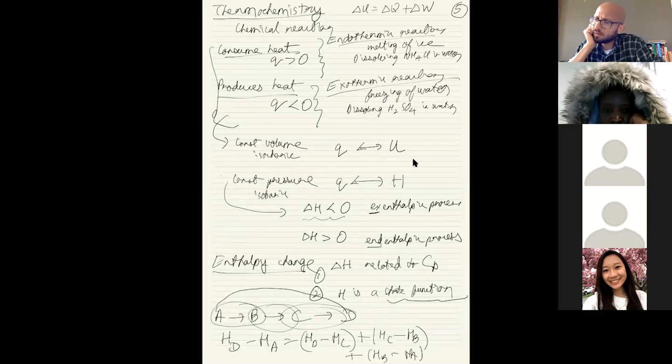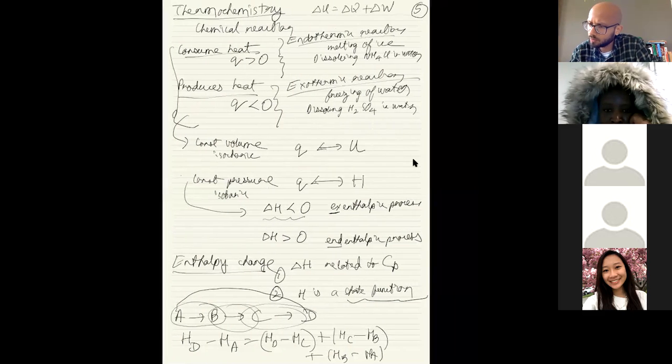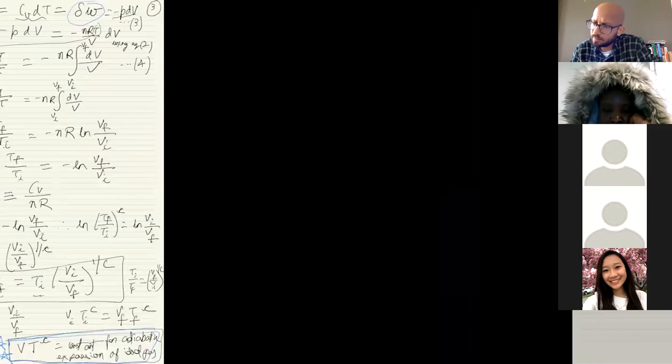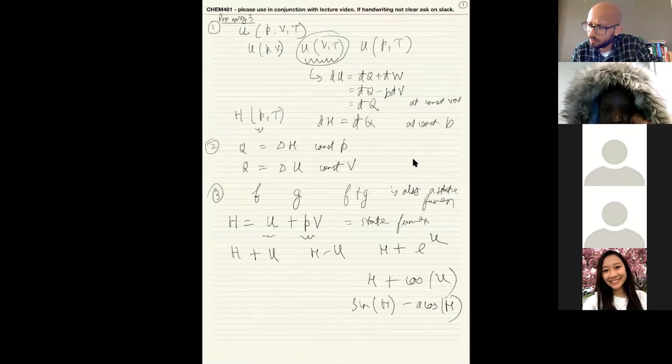Okay, we talked about thermochemistry. This part was exenthalpic and endenthalpic processes where delta H is less than 0, delta H is more than 0. And I have to be careful because this always takes me to the end of the notes.